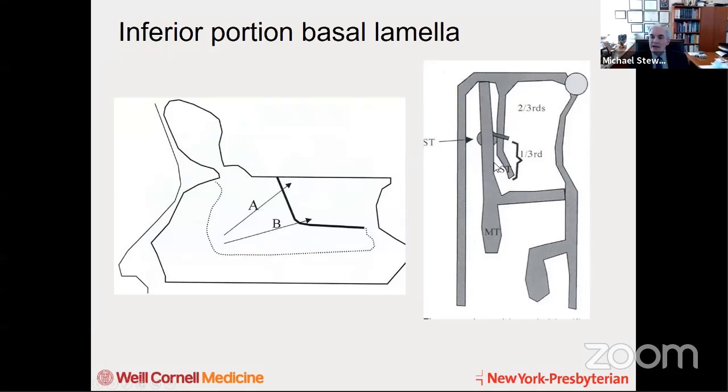Here's another drawing. This is a coronal drawing of the left side of the nose. Here's the septum. Here is the middle turbinate. Here's the superior turbinate. And here is this horizontal portion of the basal lamella, which is actually a strut holding the middle turbinate in place. As tempting as it is to remove this bone and make this look like one big cavity, you're better off leaving that bone because it prevents lateralization of that middle turbinate.